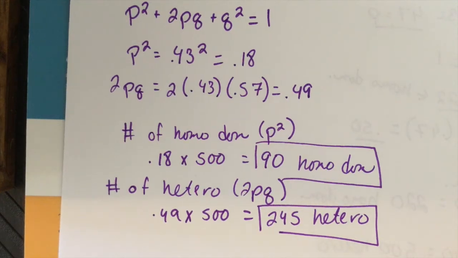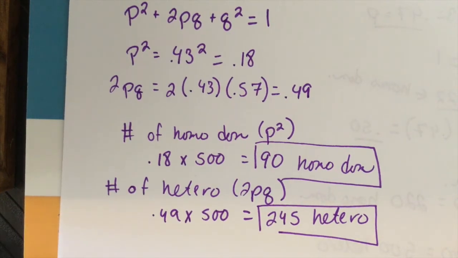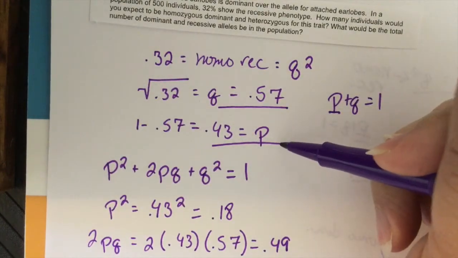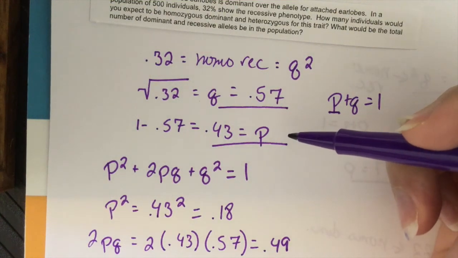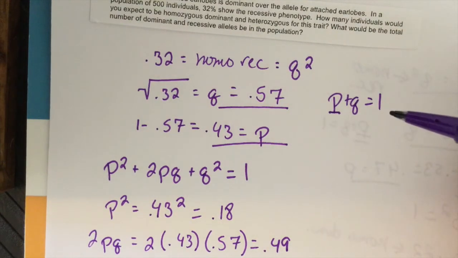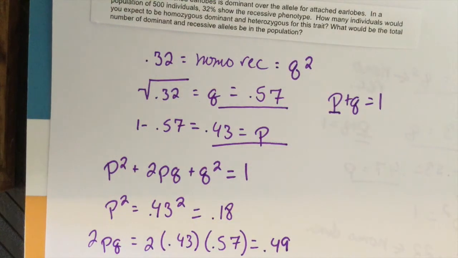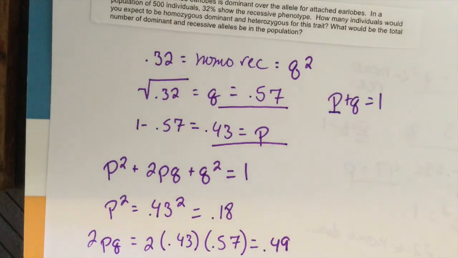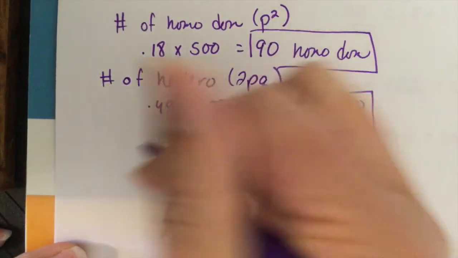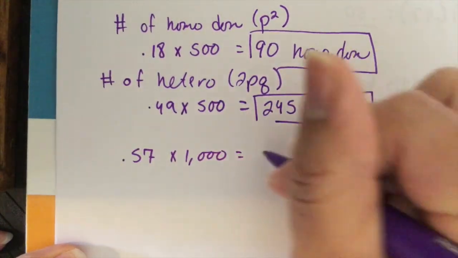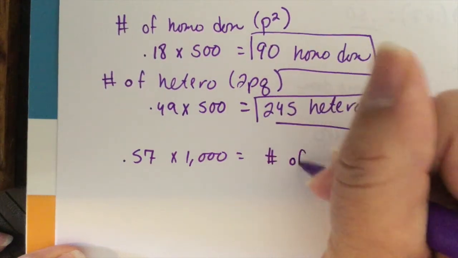The second part of our problem asks for the number of alleles. So we have up here Q, we have P, but it asks for alleles. And if you remember, I told you that each individual has 2 alleles. You got one from mom and one from dad. So even though we have 500 individuals in the population, we have a total of 1,000 alleles. So for our Q frequency, we have 0.57. So if we multiply 0.57 times 1,000, this equals the number of recessive alleles.